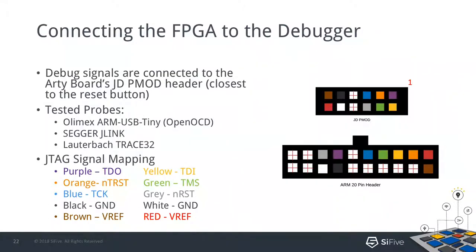So I'm not going to go through the signals here on the webinar, but we've tested different JTAG probe interfaces with this design. And so the tested probes are the Olimex, which works with OpenOCD. Segger J-Link devices also work, as well as Lauterbach Trace32.